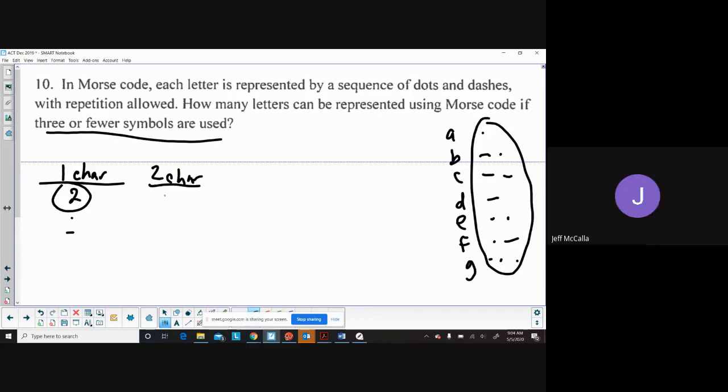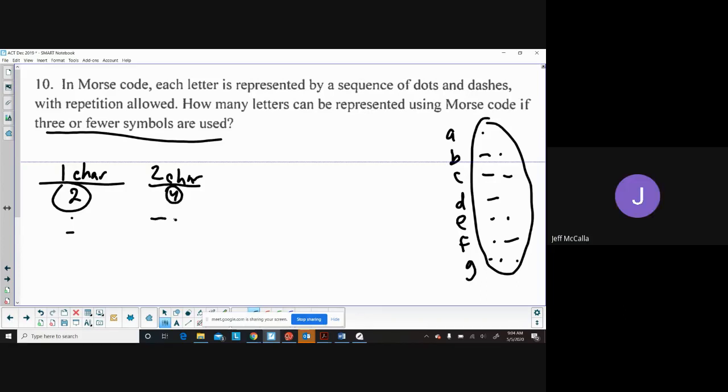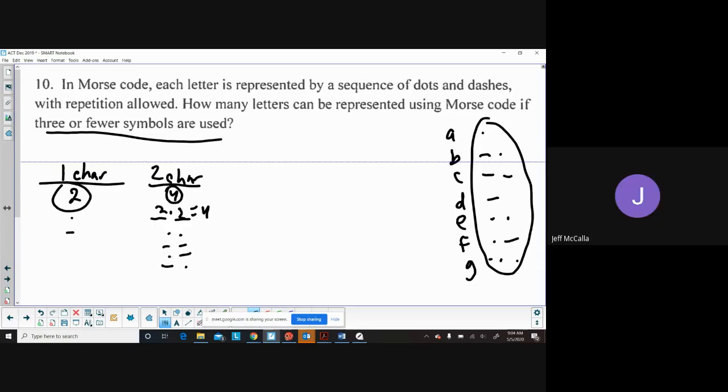How many 2 character letters are there? 4, right? The way you could do that is the slot method: 2 times 2 is 4. You could actually write them out as well: dot dot, dash dash, dot dash, dash dot. Those are all the 4 characters.